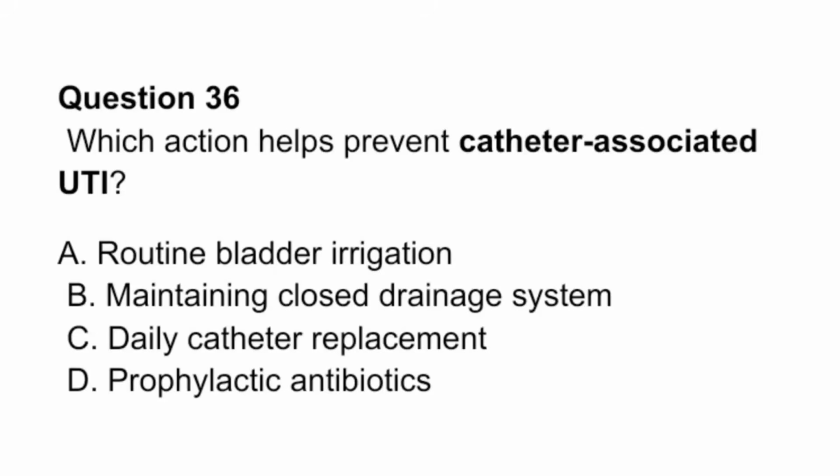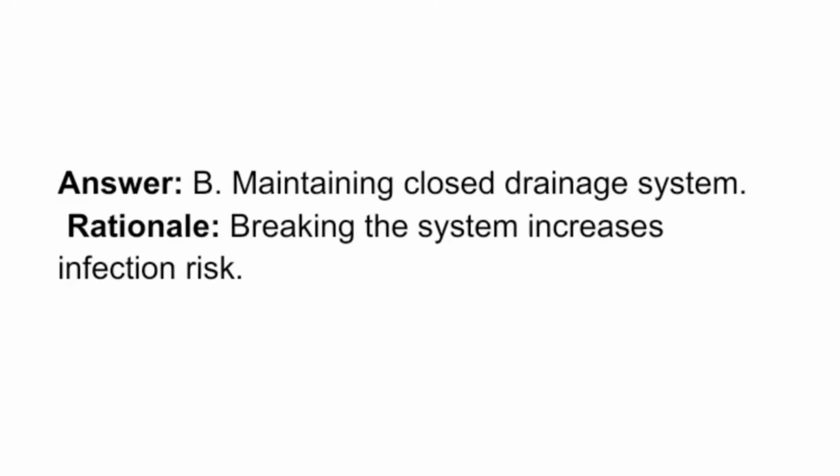Question 36. Which action helps prevent catheter-associated UTI? A. Routine bladder irrigation. B. Maintaining closed drainage system. C. Daily catheter replacement. D. Prophylactic antibiotics. Answer: B. Maintaining closed drainage system. Rationale: breaking the system increases infection risk.